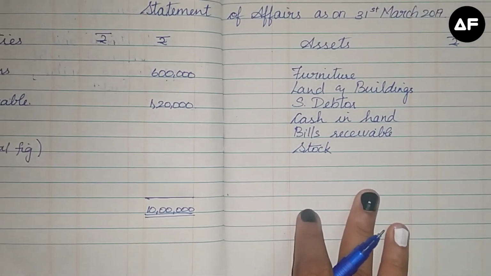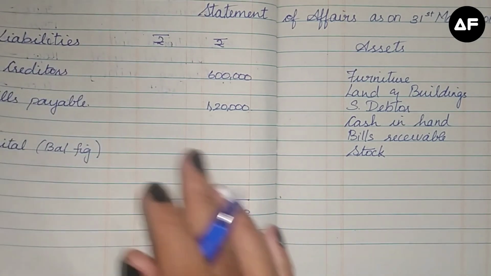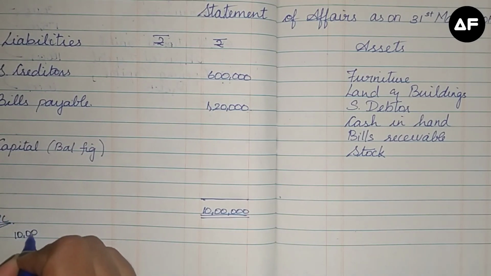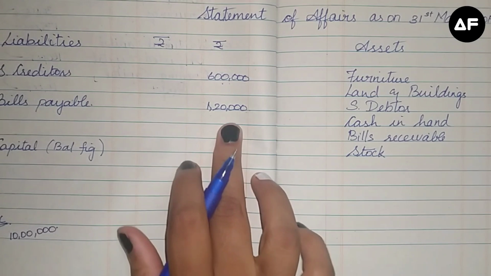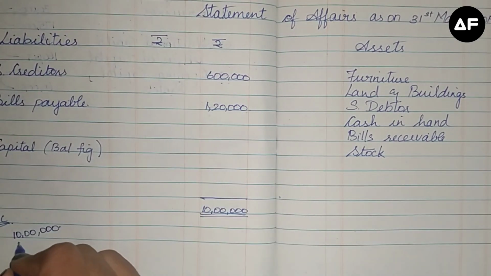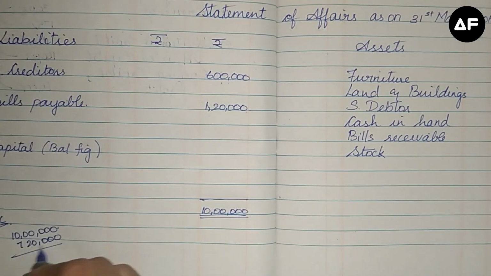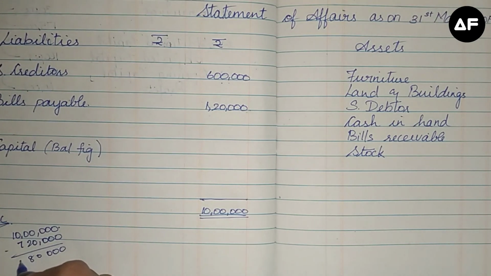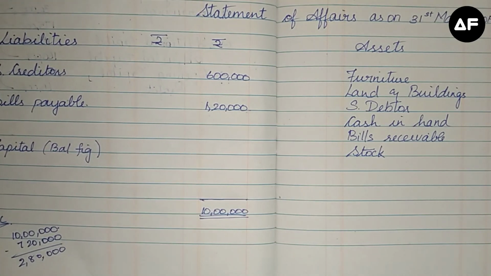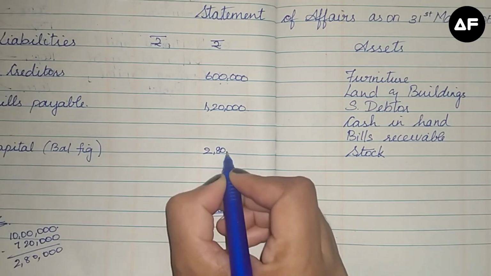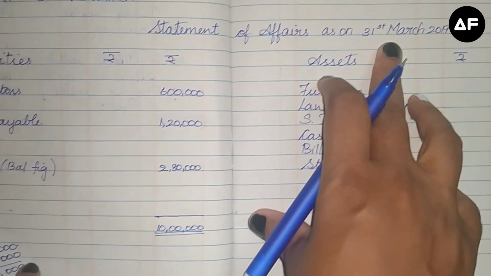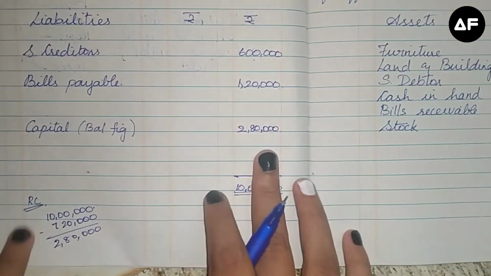Now we have to calculate the closing capital. Let me show you a small rough column over here. 10 lakh is the greatest total, and the liability side is 6 plus 1,20,000, which is 7,20,000. When you subtract, the difference gives you the balancing figure. So the balancing figure is 2,80,000. This is the capital as on 31st March 2019 for Mr. Thomas: 2,80,000.